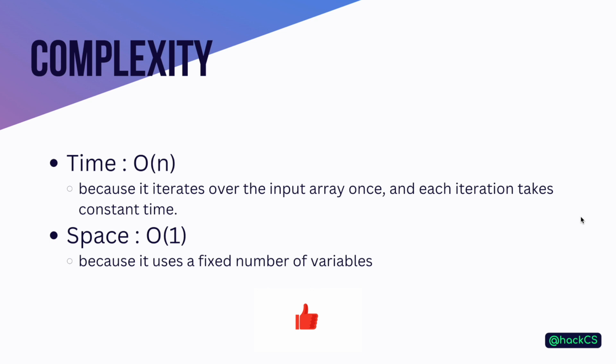The solution of this question will have time complexity O(n) and space complexity O(1). Why is the time complexity O(n)? Because it iterates over the input array once and each iteration takes constant time, and the space complexity is constant because we will be using fixed variables in our solution.